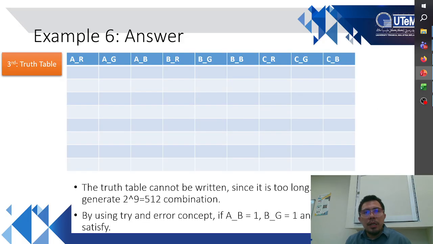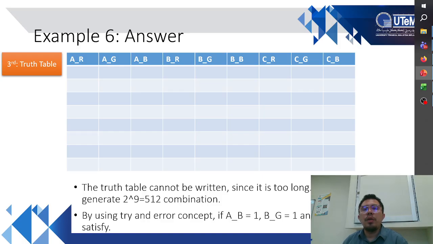And then we make it as a truth table. But the problem is that computing the truth table is very long. We need to use software; we cannot do it manually by handwriting. However, we need to know how many combinations there are: 2 to the power of 9, which is 512 combinations. So by using trial and error, this is logical thinking, we just try and error.